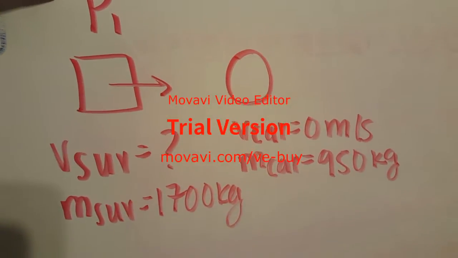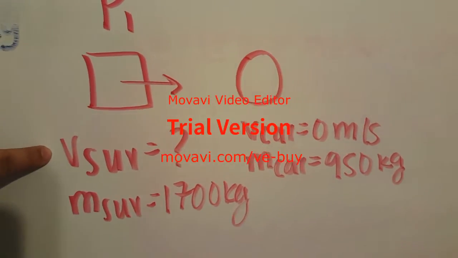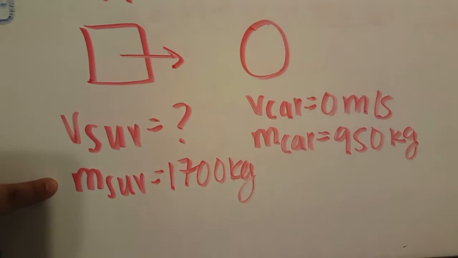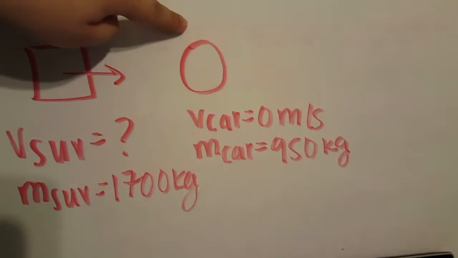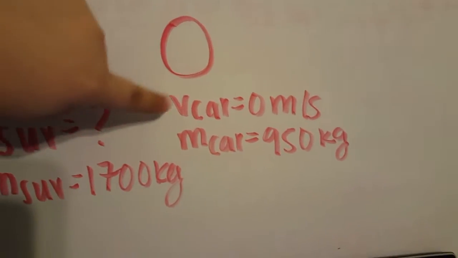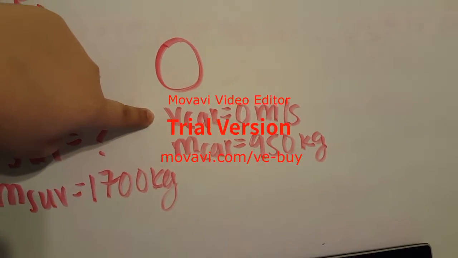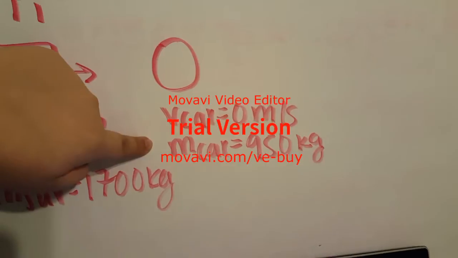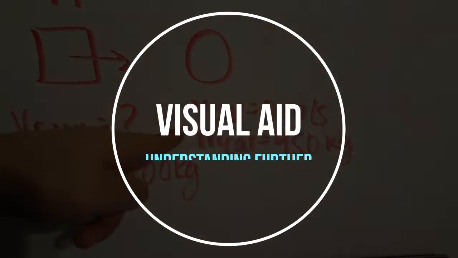So at position 1, the SUV is traveling at an unknown velocity, which is what we're trying to find. But we know the mass of 1,700 kilograms, and the SUV is represented by a box. The car is represented by a circle, and we know that the velocity of the car is 0 meters per second because it was already stopped. The mass of the car is 950 kilograms, which is already given.